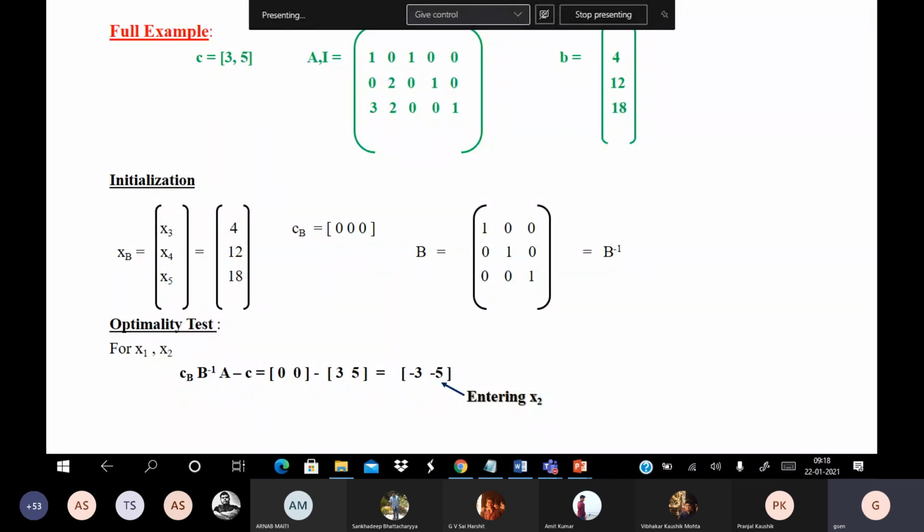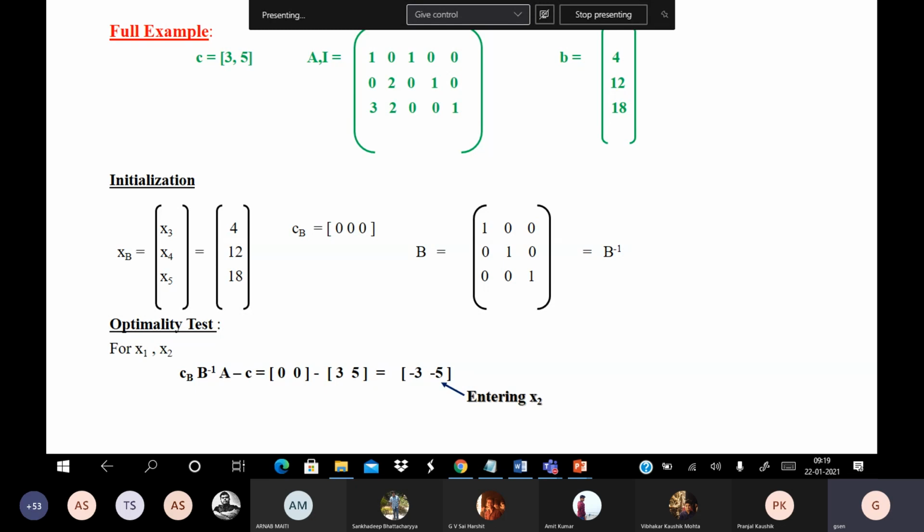So this problem is given, right? C is 3, 5, the coefficients of the original variables in the objective function, A, and small b, fine. Now, the original variables are x1 and x2 and the slacks are x3, x4, x5, right? So how do you initialize?